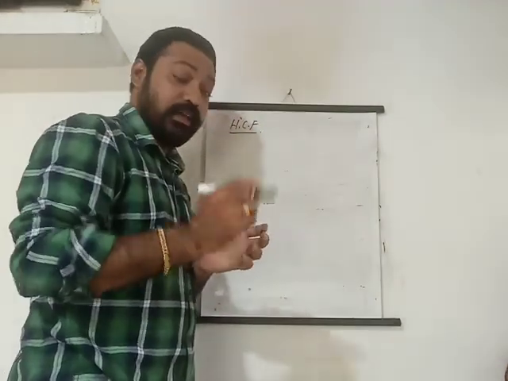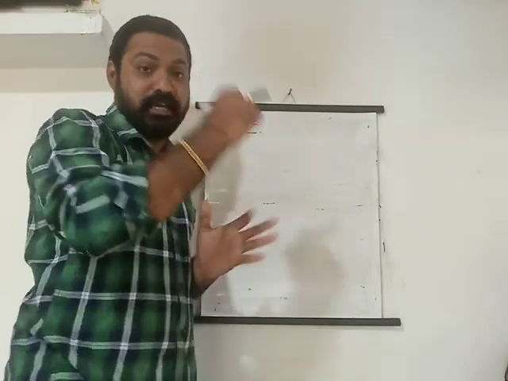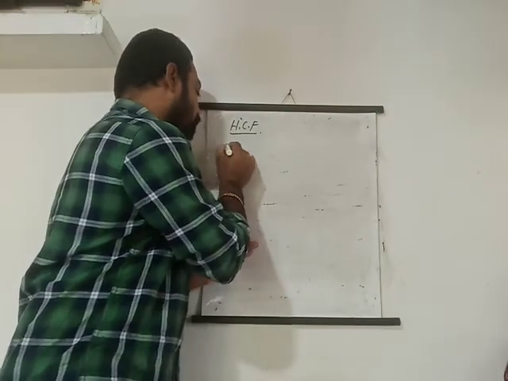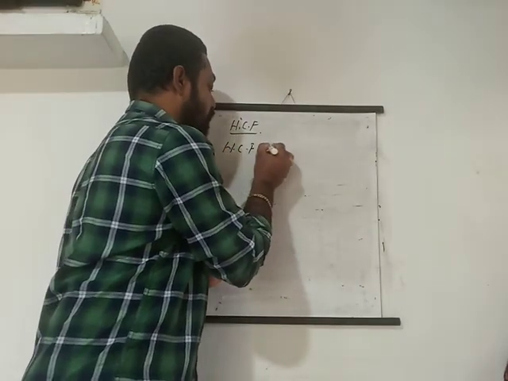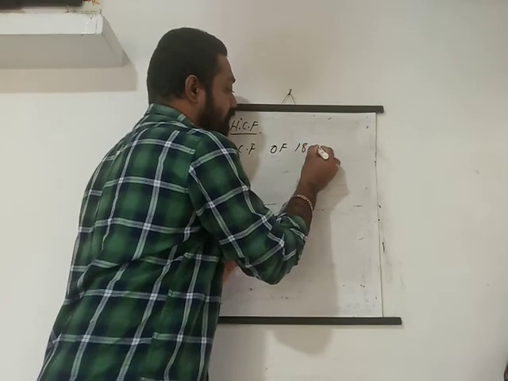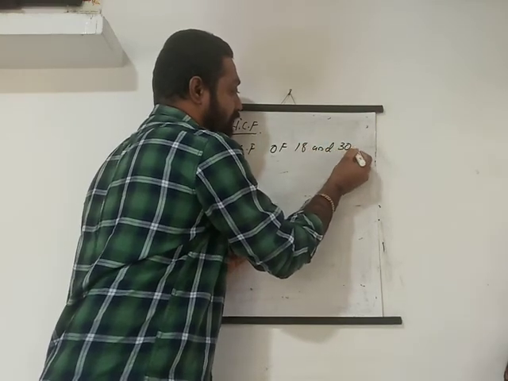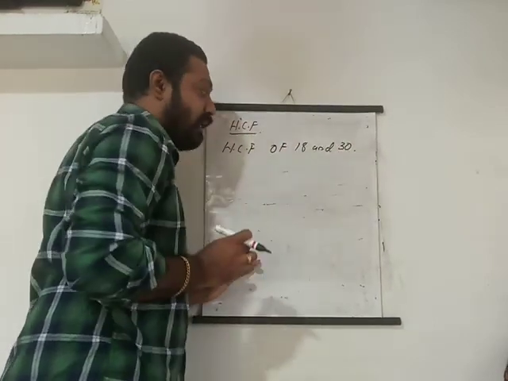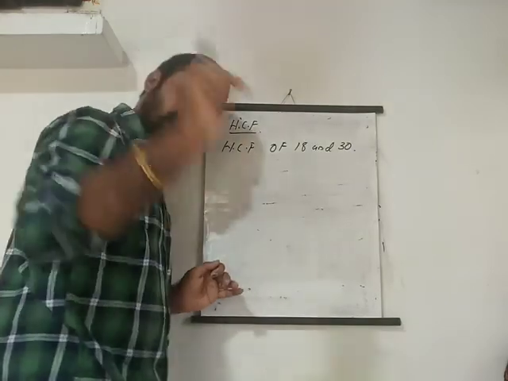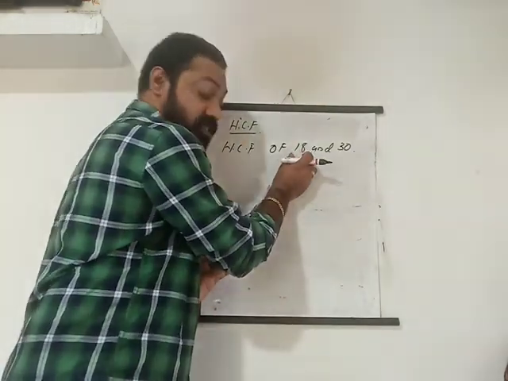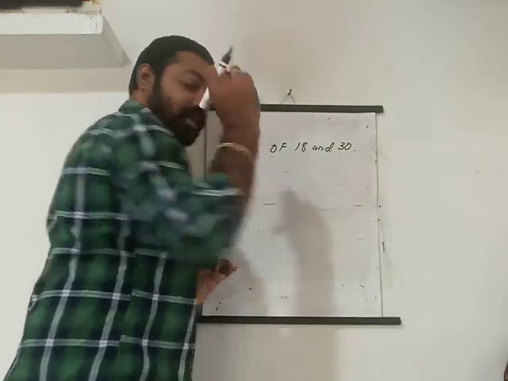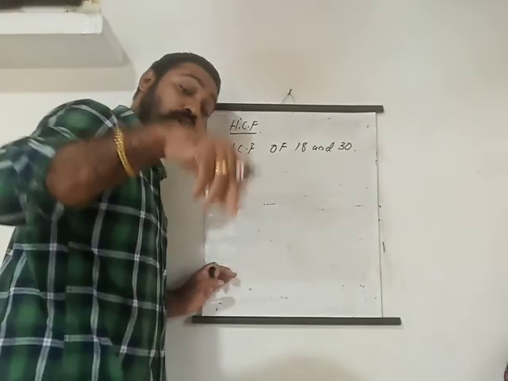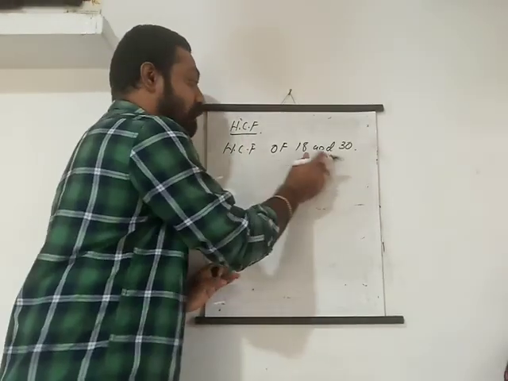I will explain it with an example. Just take the numbers 18 and 30. Now we are going to find the HCF of 18 and 30. What we have to do is find the factors of 18, then the factors of 30. After finding the factors, we need to find the common factors. Among those common factors, the highest one is the HCF of 18 and 30.